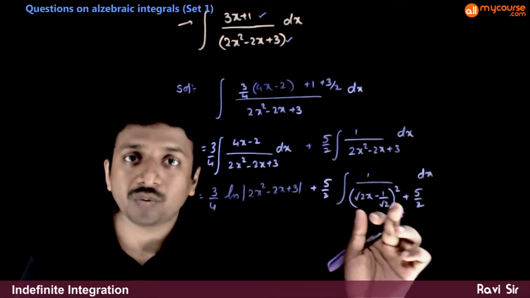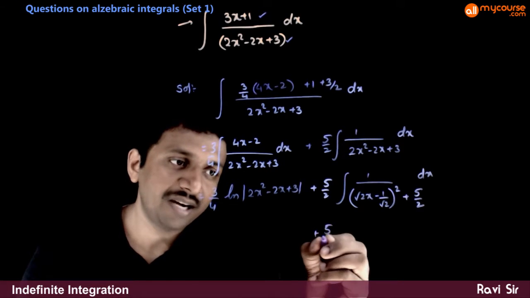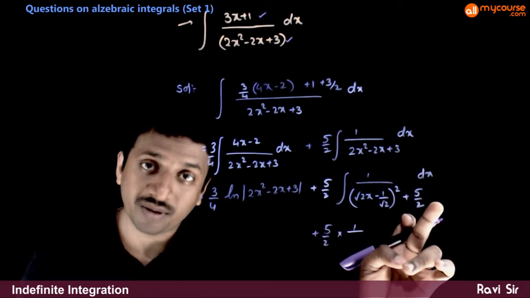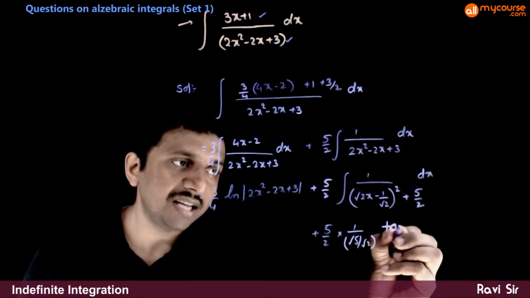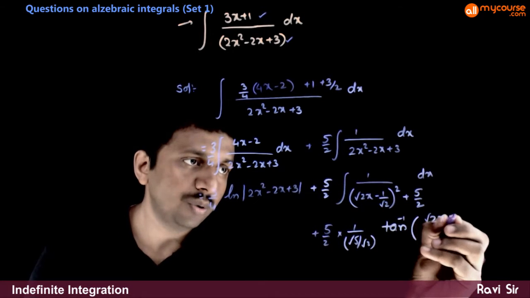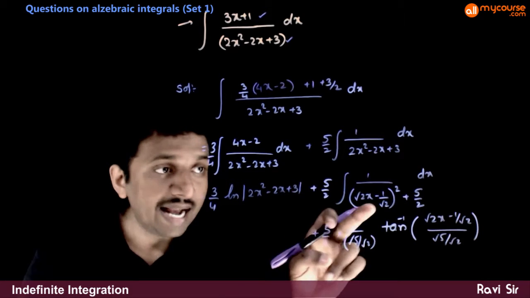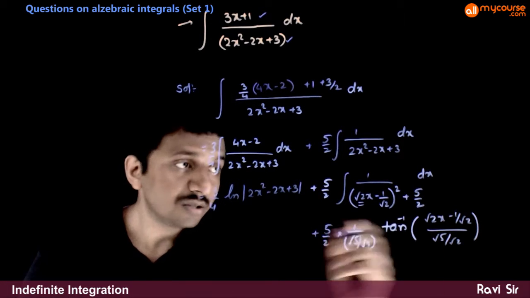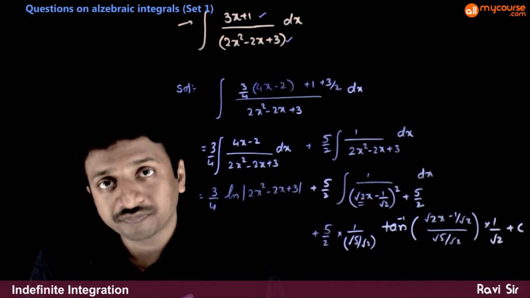So this is of the form a² plus x², so the integration is related to tan inverse. So plus 5 by 2 times, the integration is 1 by a. A is root 5 by root 2. So root 5 by root 2, 1 by a, tan inverse of x by a. In the place of x you have (root 2 x − 1 by root 2) by (root 5 by root 2), and in the place of x you have root 2 x minus half. X is being multiplied by root 2, so effectively you have to divide with root 2. That's an extra thing that you need to do.